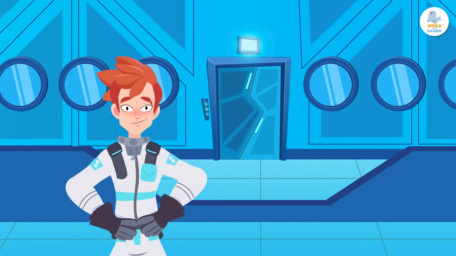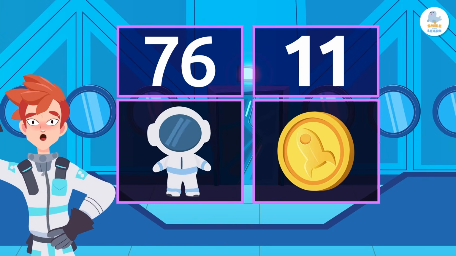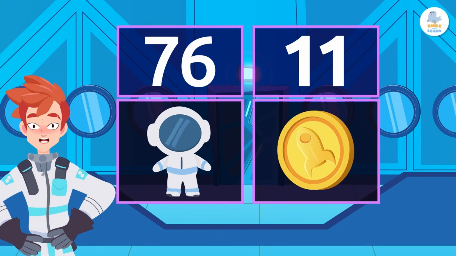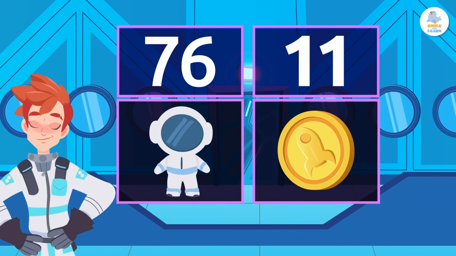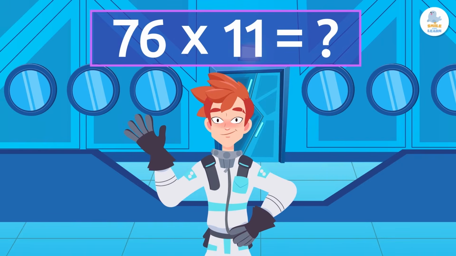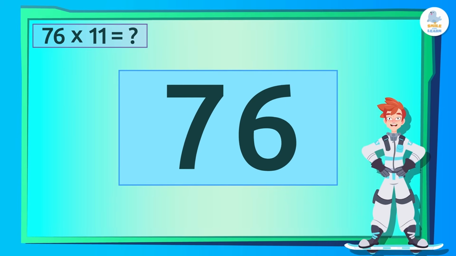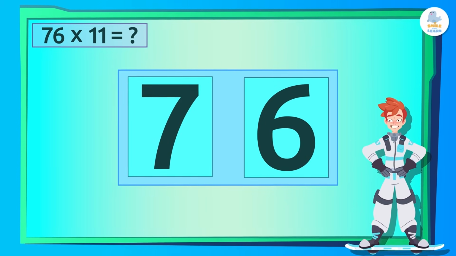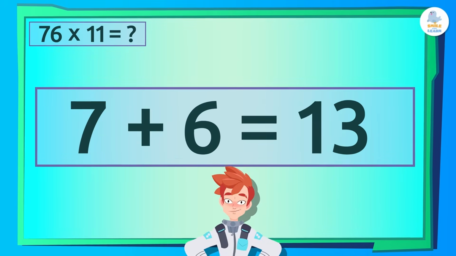If each of the 76 astronauts on the space station gives 11 coins for another astronaut's birthday present, how much money will they have in total? That's right! We have to multiply 76 times 11. Let's do the trick. We'll start by separating the digits 7 and 6 and then add them together. 7 plus 6 is 13.